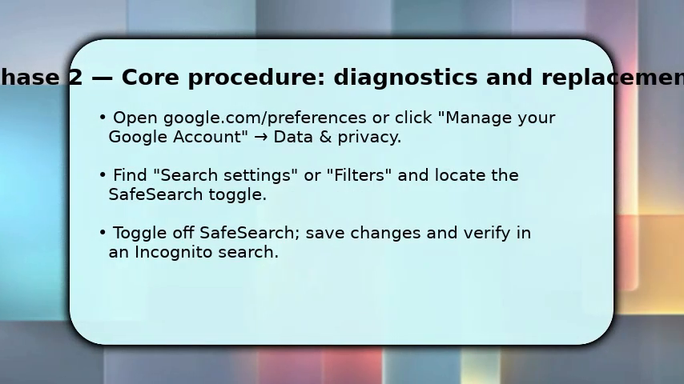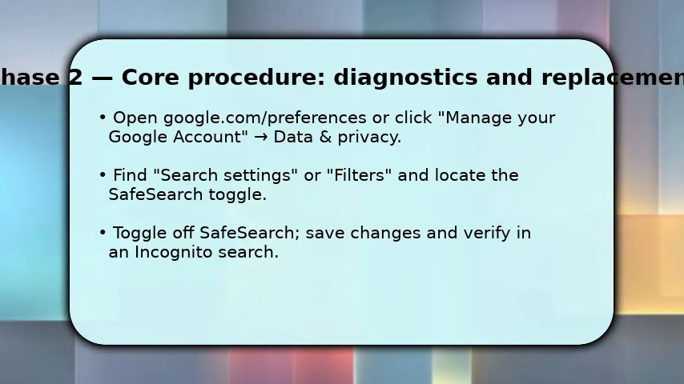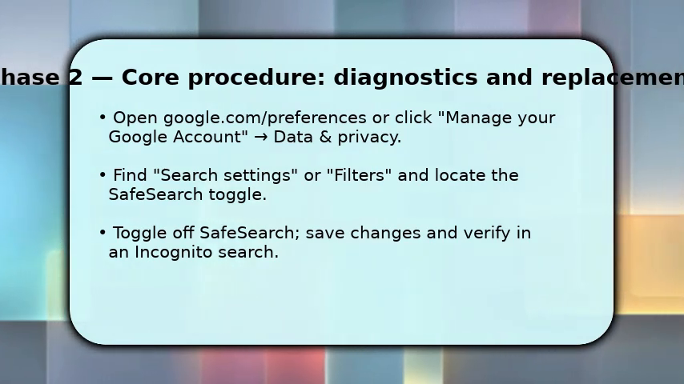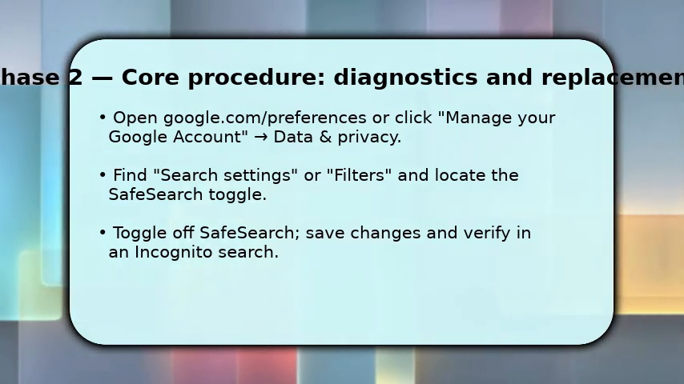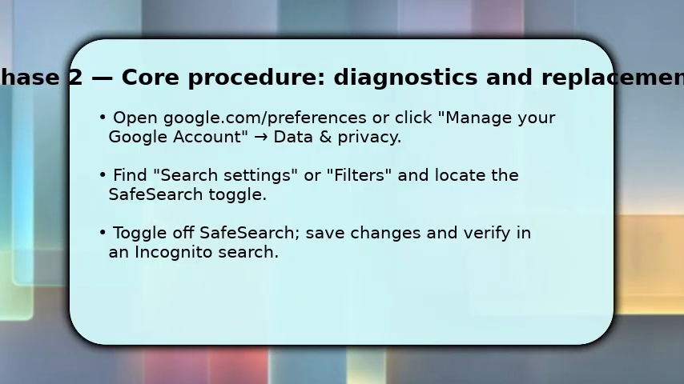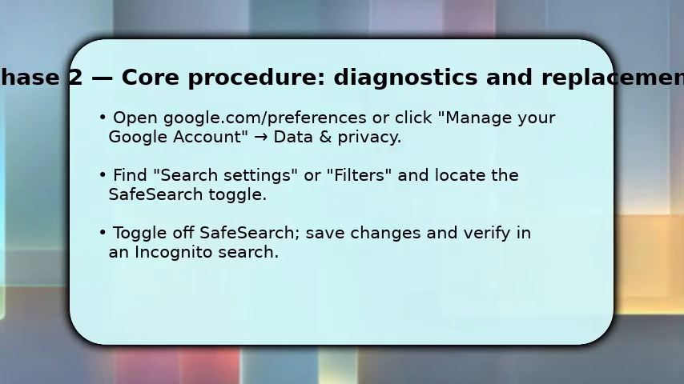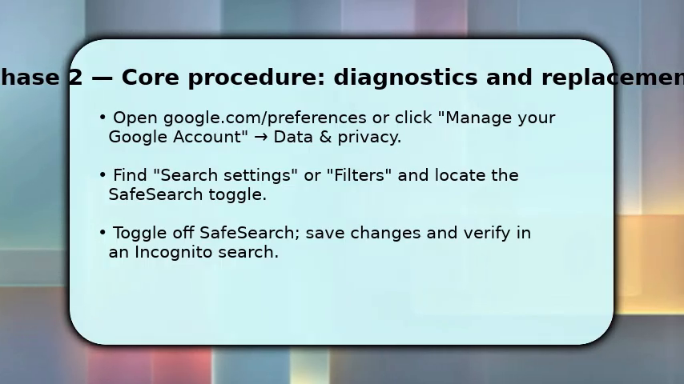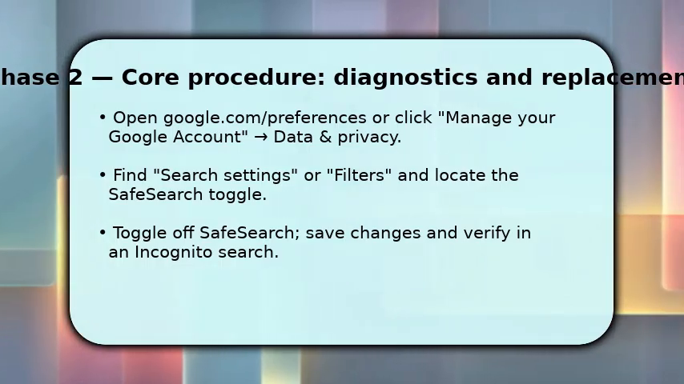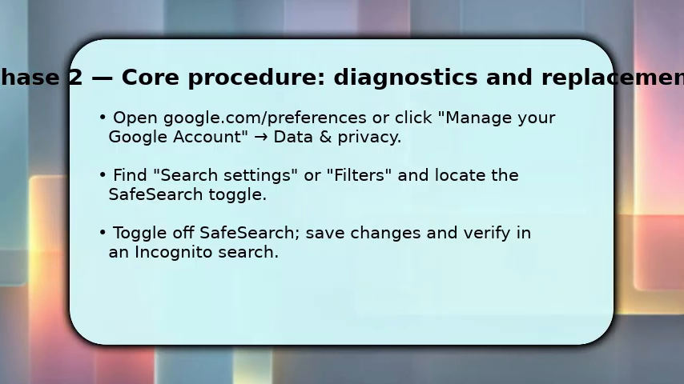Now go directly to Google search settings by visiting Google.com/preferences or through your Google Accounts data and privacy section. This is where the Safesearch control resides. You will find a Safesearch filter toggle labeled to block explicit results. Turn that toggle off to allow broader search results.